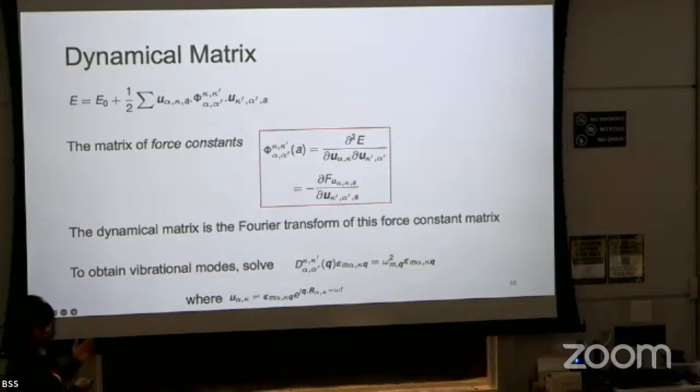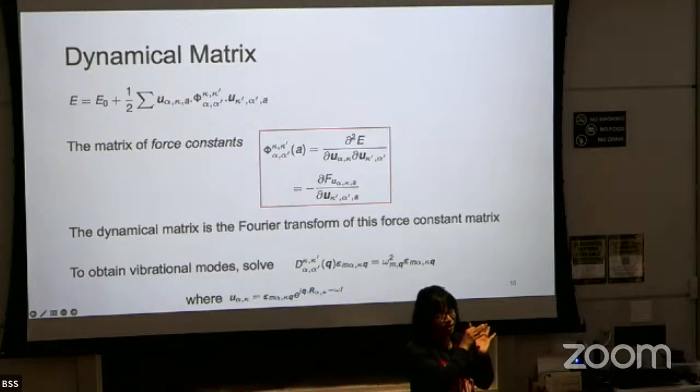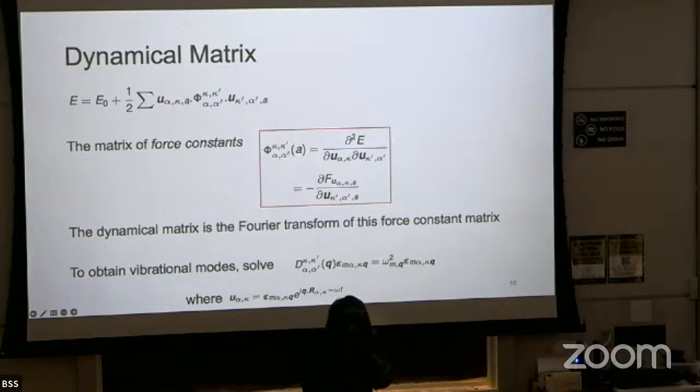Yeah, so it's the U's that are being Fourier transformed. But in the end, the dynamical matrix that you get is a Fourier transform of this initial matrix, right?